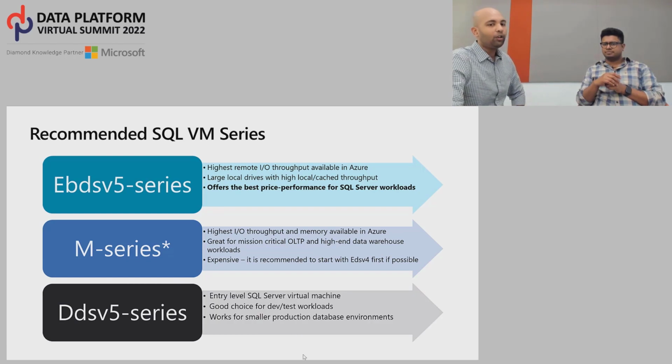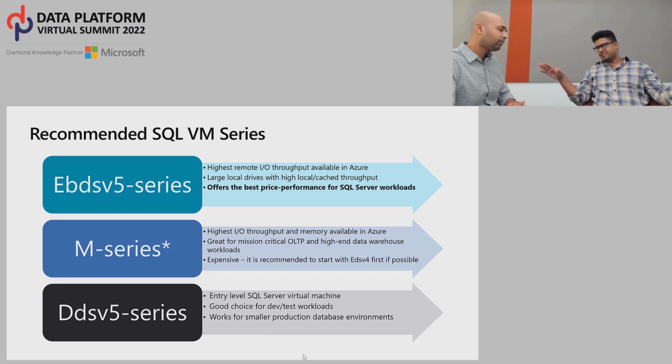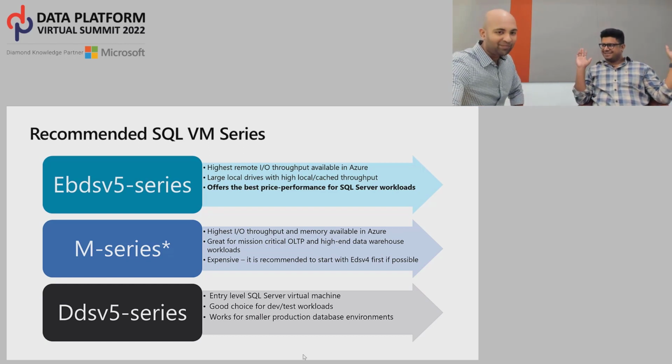So the last thing I also want to talk about with SQL VM series, which you mentioned before in your discussion: for dev test workloads, for smaller scale VMs, for smaller scale workloads on SQL Server, customers shouldn't be spending a lot of money on M series or E series. That's why we recommend DDS v5 series. These are general purpose VMs. They can handle a decent amount of SQL Server workloads, small size databases, where you don't need to spend a lot on high IO intensive workloads. But the general flat out recommendation is EBDS v5.